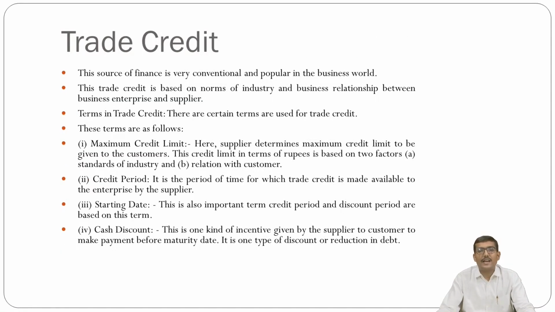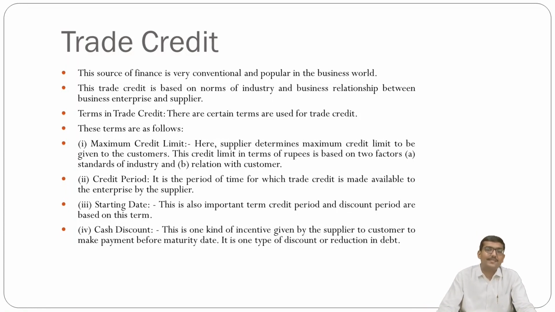This source of finance is very conventional and popular in the business world. This trade credit is based on the norms of the industry and the business relation between the business enterprise and suppliers. There are certain terms used for trade credit. These terms are as follows: first, maximum credit limit; second, credit period; third, starting date; fourth, cash discount.